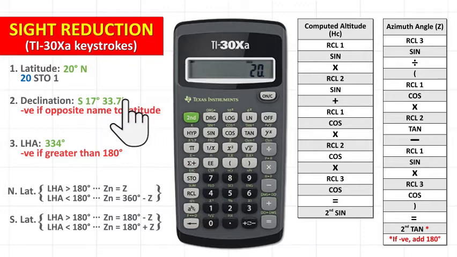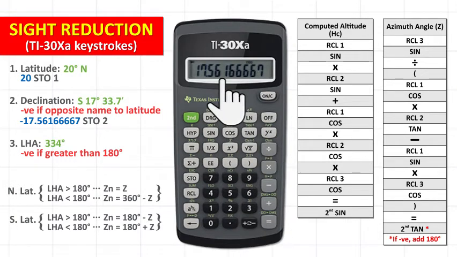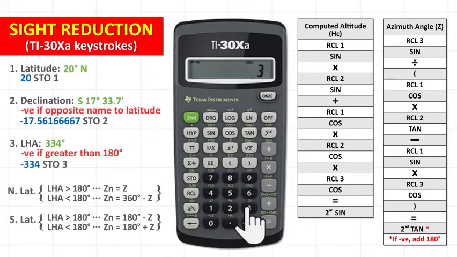For declination of south 17 degrees 33.7 minutes, enter 17 plus 33.7 divided by 60 equals, which converts degrees and minutes to decimal degrees. This is required for calculating trigonometric functions. Since south declination and north latitude are in opposite hemispheres, change the declination sign to negative. Press store and 2. M2 will appear on the display. Enter 334 for LHA. Change the sign of LHA to negative because it is greater than 180 degrees. Press store and 3. M3 will appear on the display.